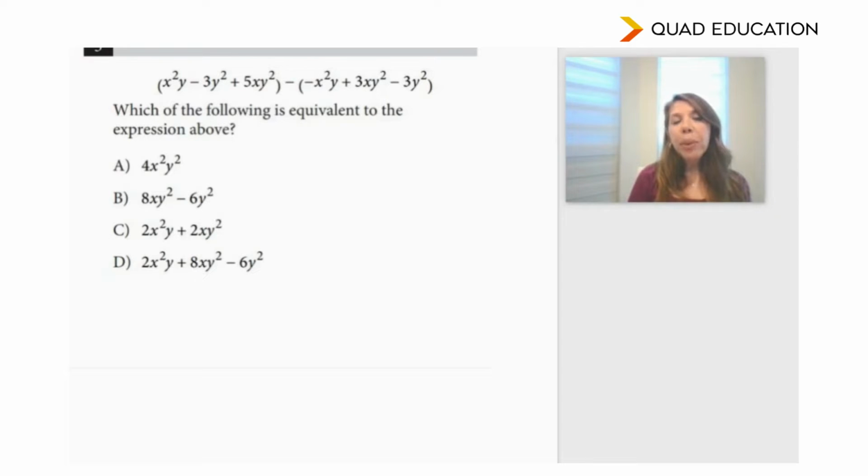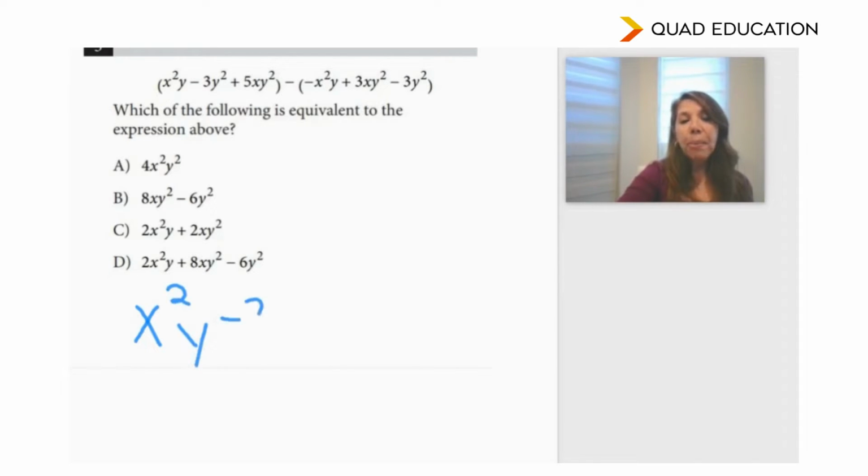In this question, we're being asked to subtract one polynomial equation from another polynomial. The best way to approach this problem is to first write down our first equation, which is x squared y minus 3y squared plus 5xy squared.